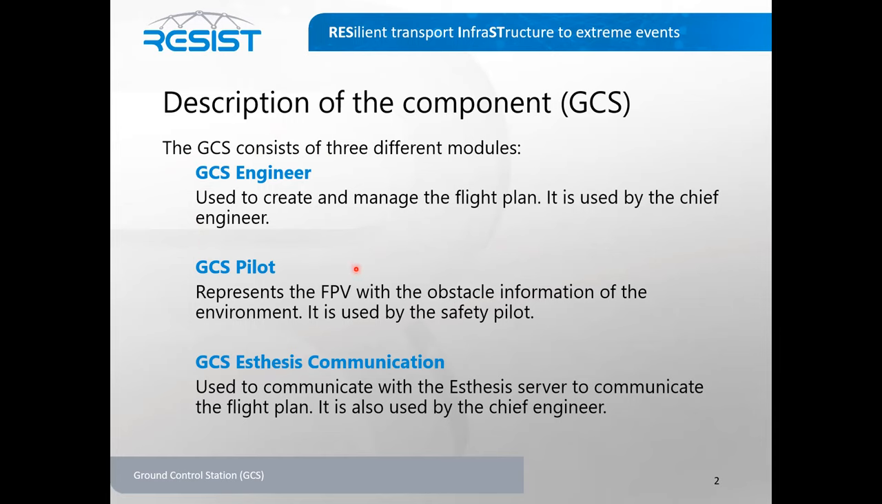Secondly, the GCS pilot is used by the safety pilot to know the environment, obtaining the real-time image from the UAV first-person view camera, as well as obstacle information obtained by the onboard LiDAR. And finally, the GCS STC communication is employed to communicate the flight plan, sending it to the STC server.